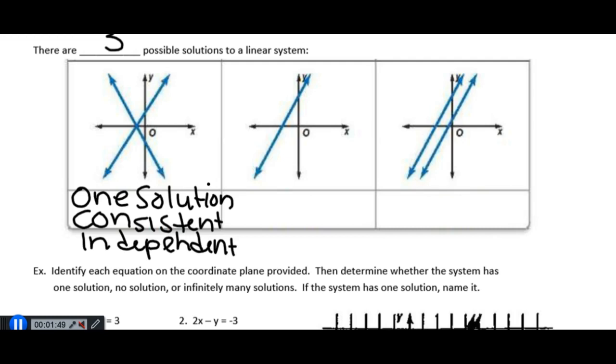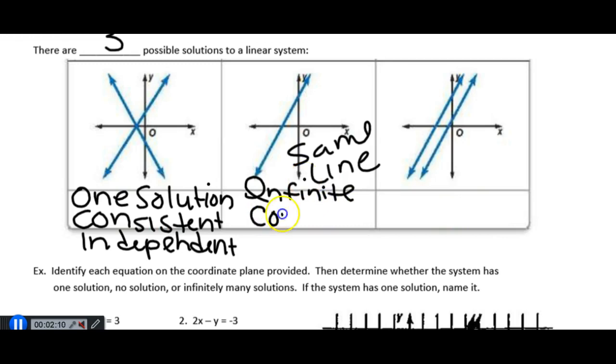For the second example, it looks like one line, but it's actually two lines that are exactly the same. Same line. They're exactly the same. Still two lines there. In this case, we have infinite solutions because they intersect everywhere. Infinite solutions. This is also considered to be consistent because consistent just means that it has a solution. But these ones are not independent. They depend on each other. And they're dependent because they're actually the same.